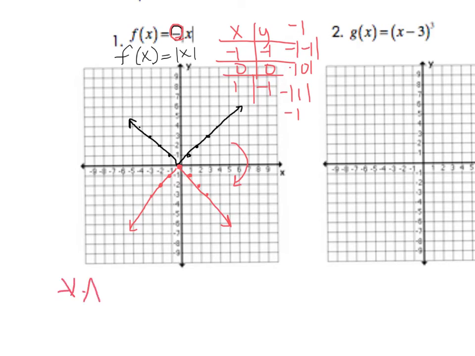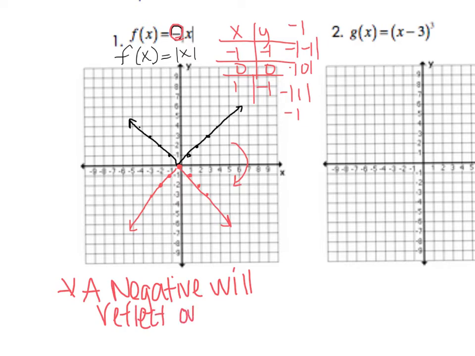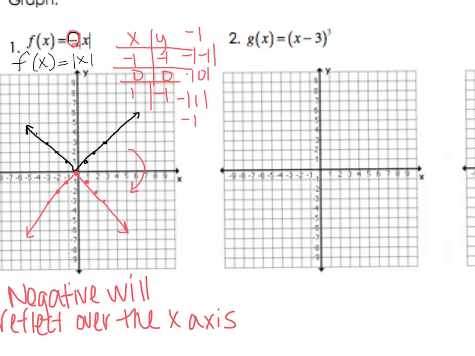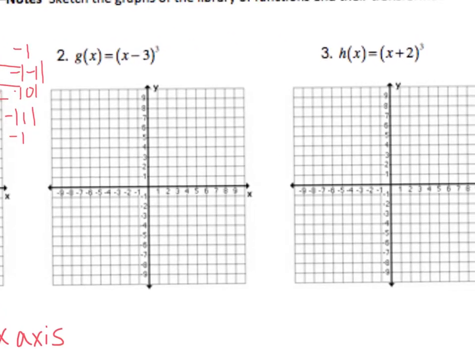Okay, a negative will reflect over the x-axis. Okay? All right, now let's go on to number 2 and see what happens, and then we'll take what we learned and do it in number 3.